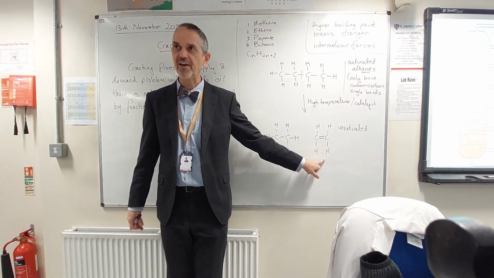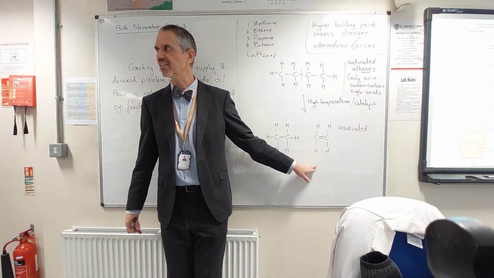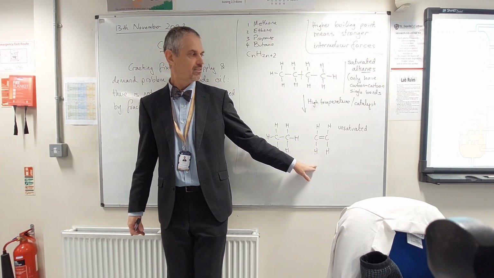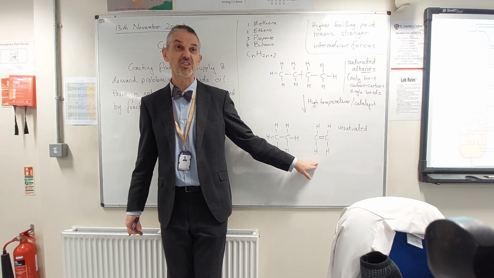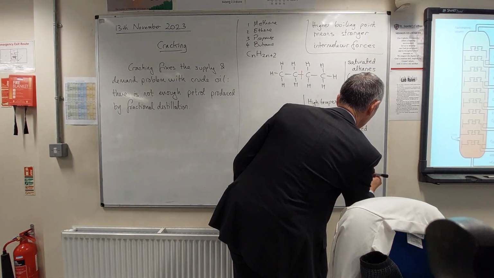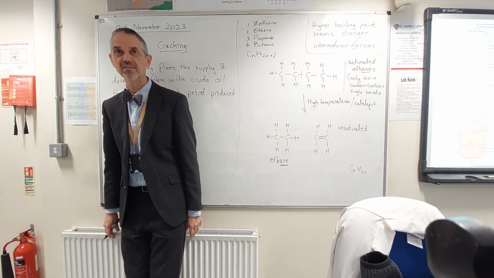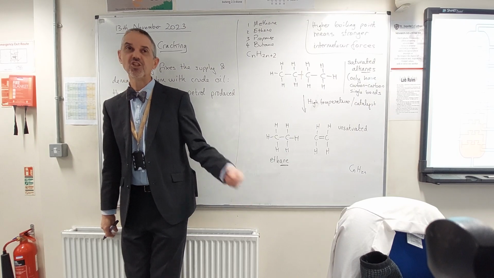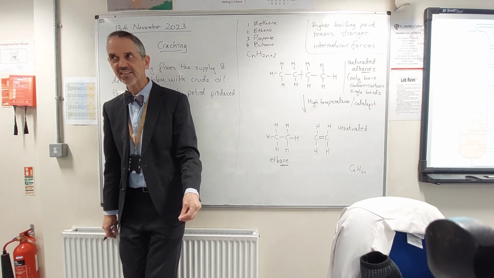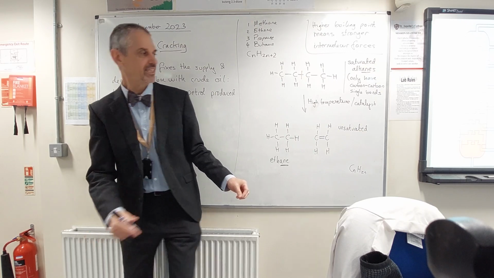This doesn't fit that rule. 2 carbons, 4 hydrogens. What rule does it fit? Just times 2, isn't it? That would be CnH2n then. So it's a completely different type of substance. It's not an alkane, it's not saturated. It's unsaturated, and we call it an alkene.